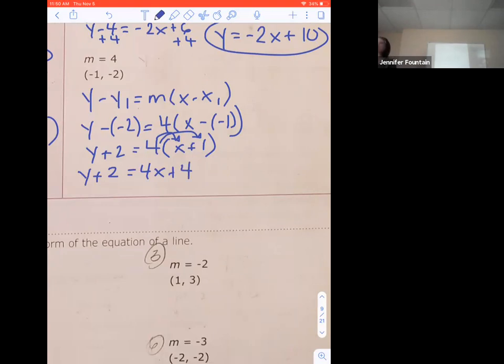All right. Now what am I solving for? Solving for y, so that means I've got to move the 2 by subtracting, 4 minus 2, so y equals 4x plus 2. Good job, that's what it is, Evelyn.